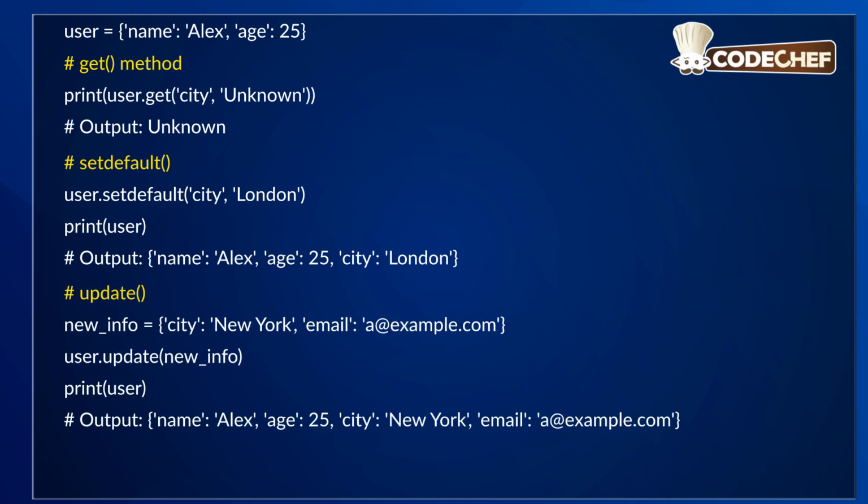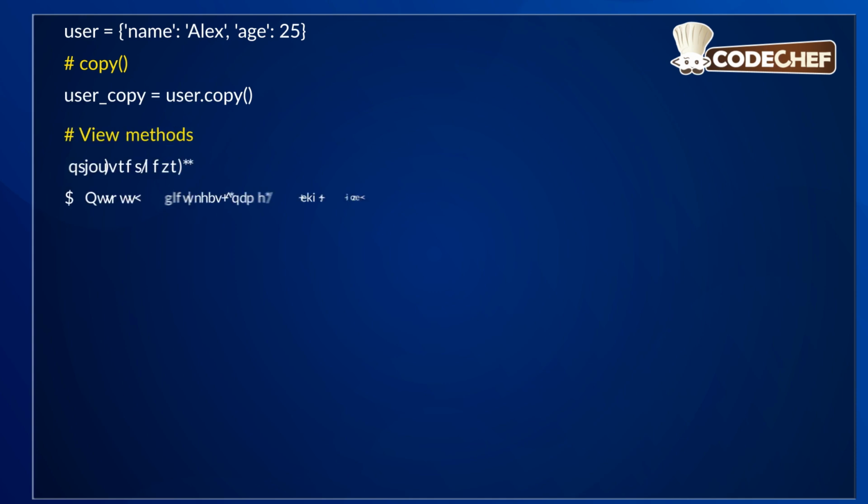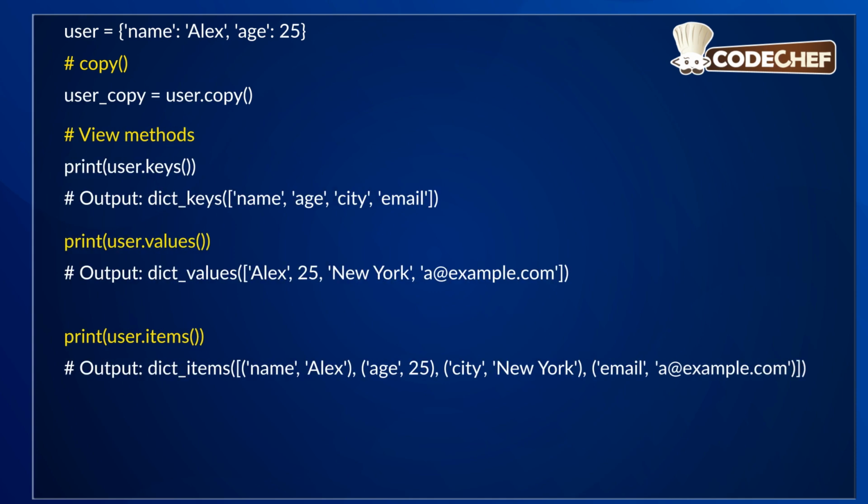This is perfect for merging two sets of data. To remove all items, use the clear method, which makes the dictionary empty. The copy method creates a separate copy of the dictionary. Changes to the new copy won't affect the original. Finally, we have the view methods: keys, values, and items. These methods give us a dynamic view of the dictionary's contents that we can convert into a list to use in loops or other operations.